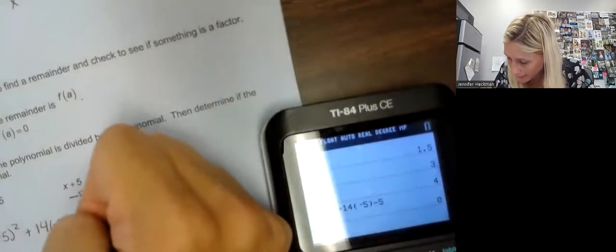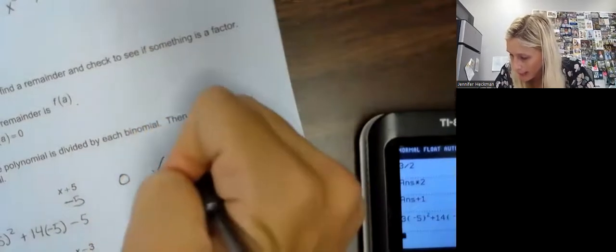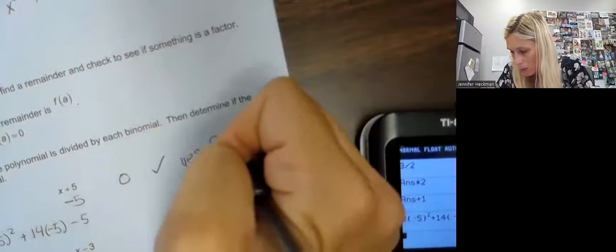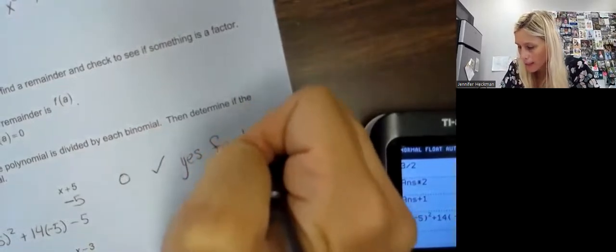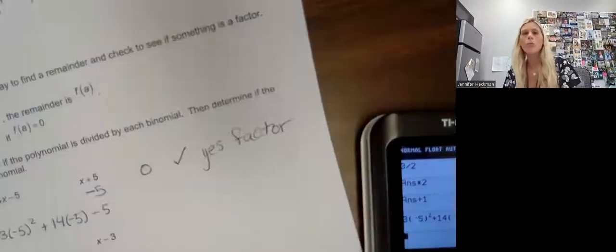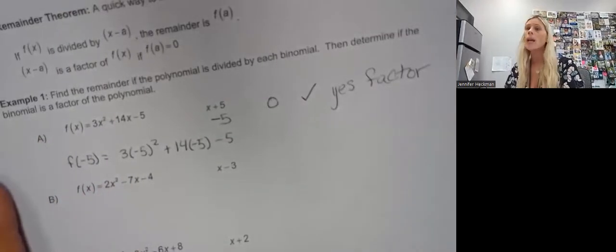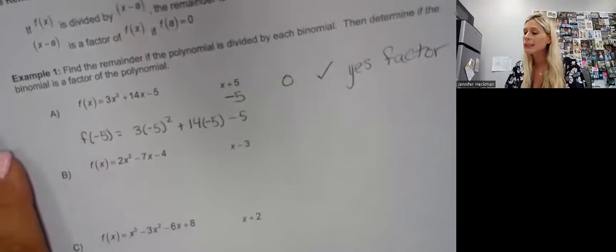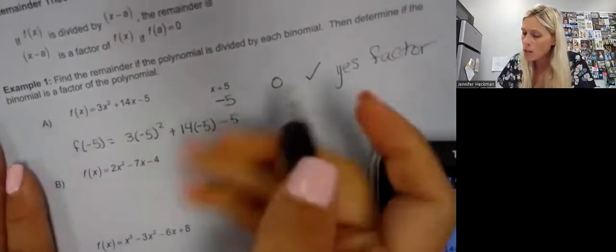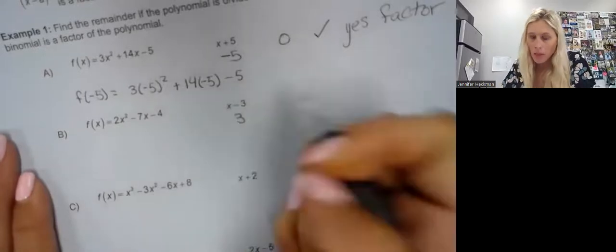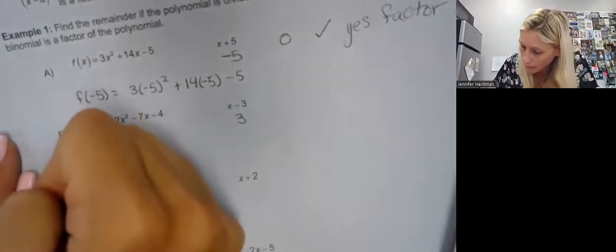Now, when I get 0, that means yes, it's a factor, because that tells me what the remainder is. The great thing about this is when you plug in, whatever value you get is actually the remainder value. And we know when the remainder value is 0, it is a factor. So again, what makes this 0? 3. Let's plug in 3.